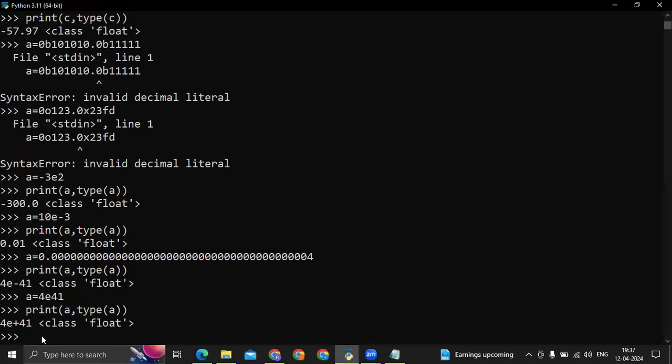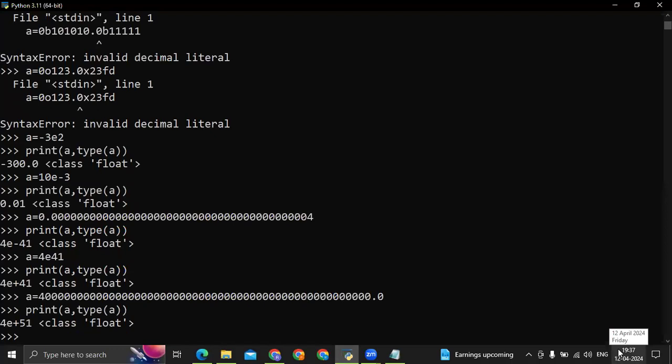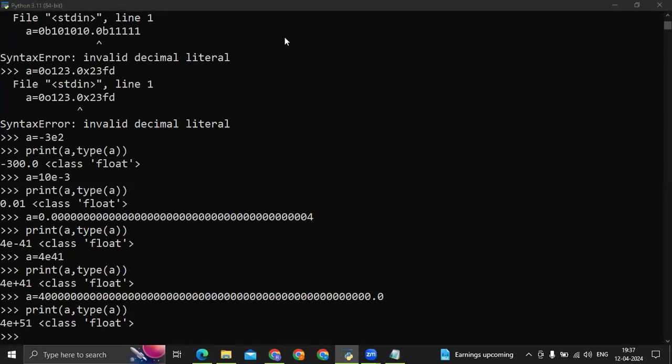In spite of going like this, A is equal to a long number with point 0. Now, if I write print A, clear, students? Is this clear to you guys? Very good. Now, let's proceed further.